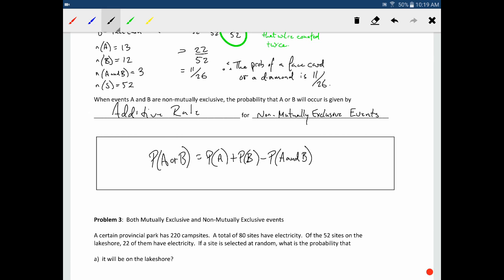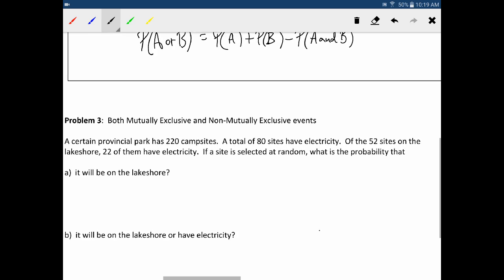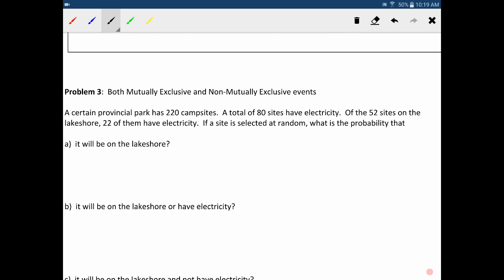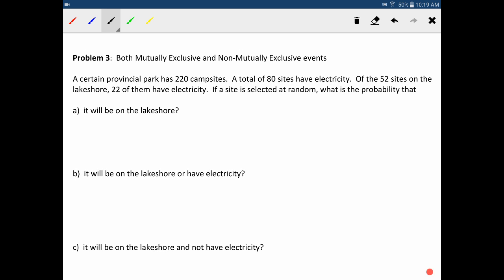All right. So I know what you're thinking. You're thinking, let's do a harder question. And I agree. So let's take a question about, I'm assuming that this is Sybald's Park, but it's not. Anyway, a certain provincial park has 220 campsites. A total of 80 sites have electricity. Of the 52 sites on the lake shore, 22 of them have electricity. If a site is selected at random, what is the probability that it will be on the lake shore?